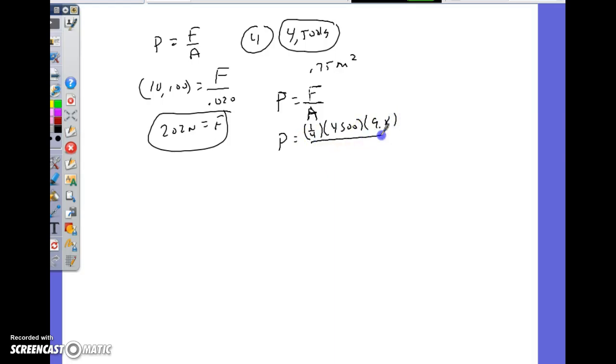9.8 divided by the area, which is now going to be spread over 0.75, right? And so I put that in my calculator, and I get 0.25 times 4,500 times 9.8 divided by 0.75. I get 14,700 newtons per meter squared, or pascals. Well, I got a different answer there, so that's really good. All right, moving forward, let's try the woman.